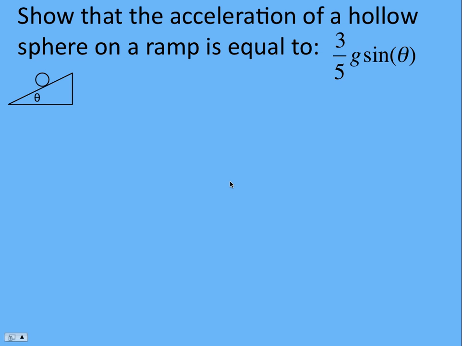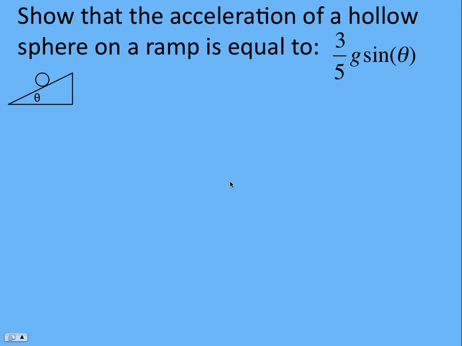Here we have a difficult problem. A hollow sphere is rolling down a ramp, and we want to determine the acceleration of the sphere as it rolls without slipping down the ramp. And we're given a little help. They tell us the answer should come out to 3/5 g sine theta. So how do we go about this?